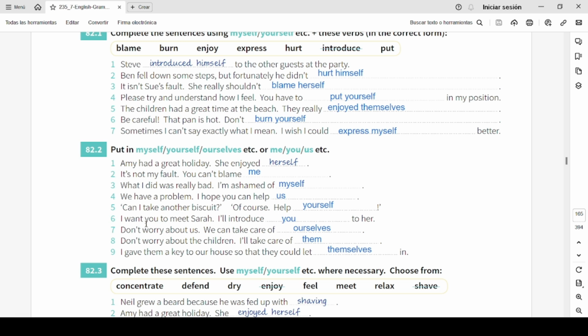Can I take another biscuit? Of course. Help yourself. It's the same for that, like don't bore yourself. It's implicit, right? Help yourself. Basically, you are talking with someone directly. You are giving an instruction to someone, right? Directly.